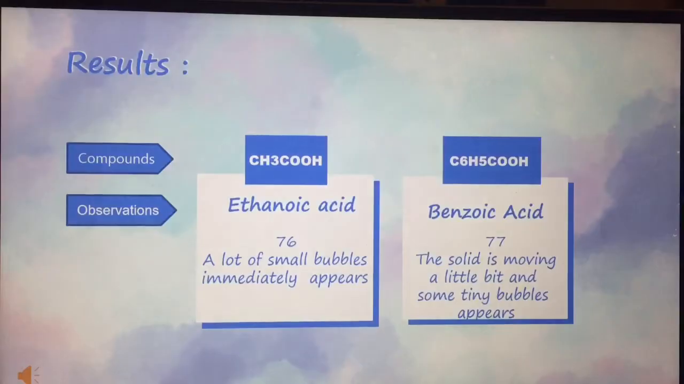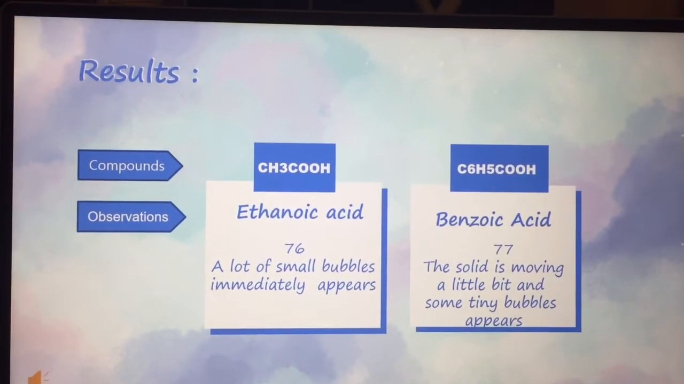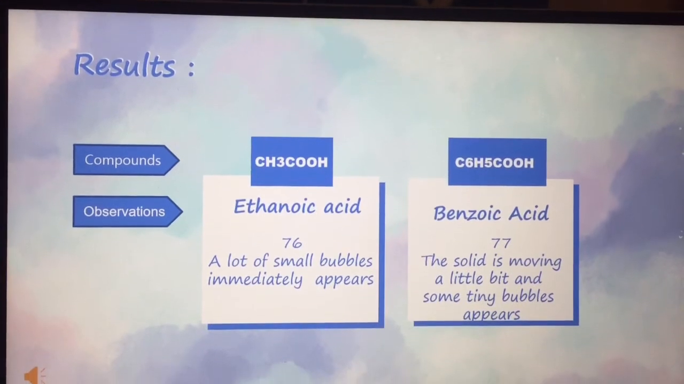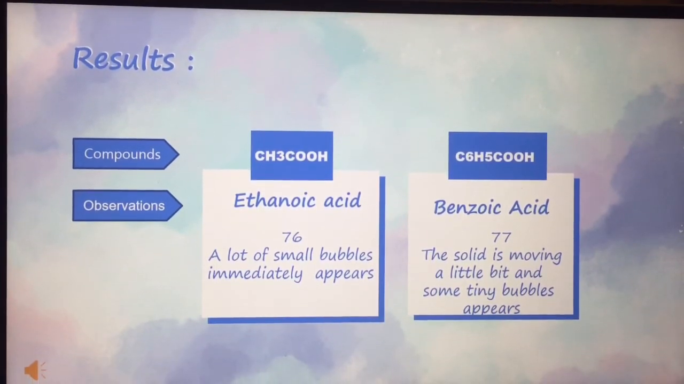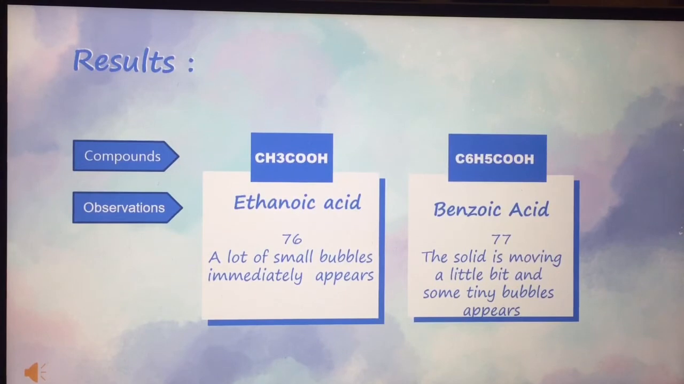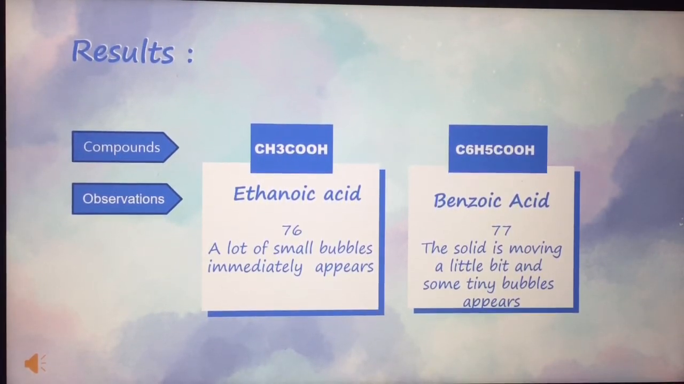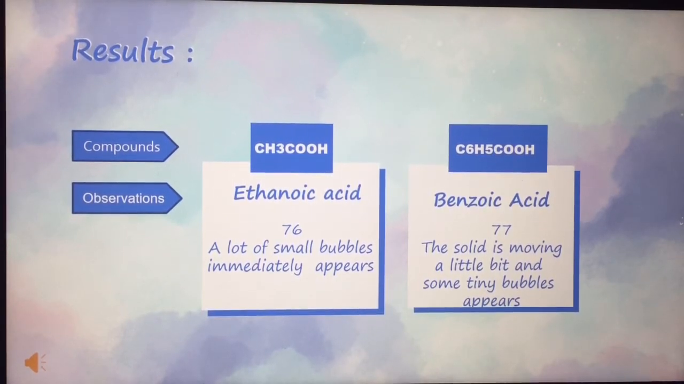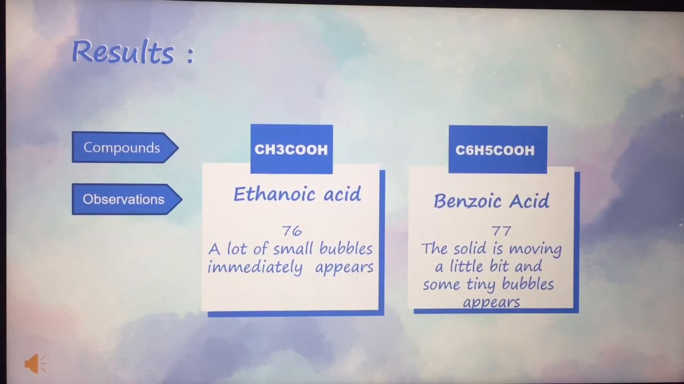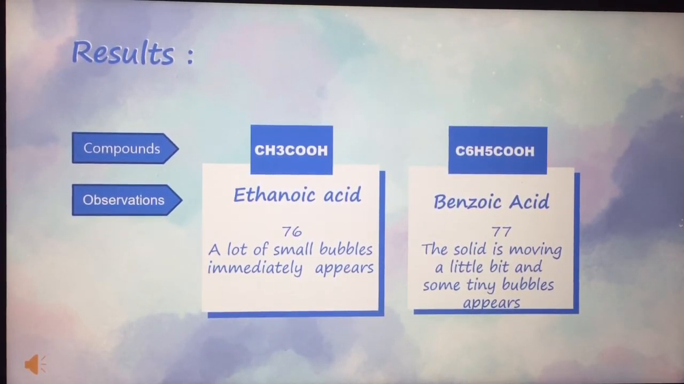Okay, that's all, and now it's time for the results. For the compound ethanoic acid, I put clip 76 as its observation, because in that clip, what I observed is a lot of small bubbles appearing immediately. The next one is the compound benzoic acid. I put clip 77, and what I observed from that clip is that the solid is moving a little bit and only some tiny bubbles appear.